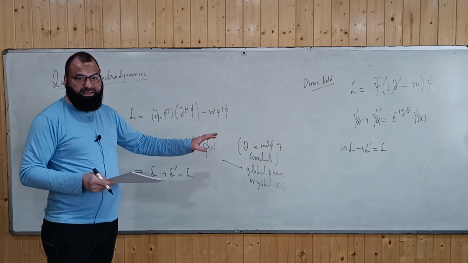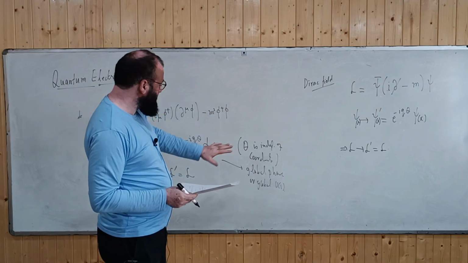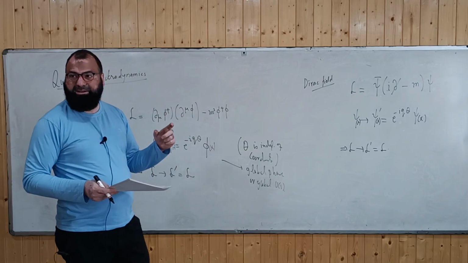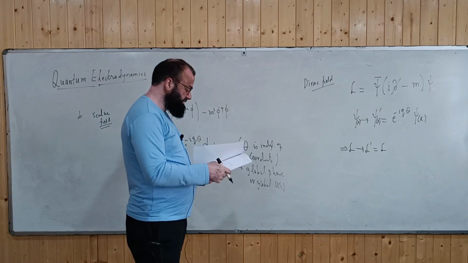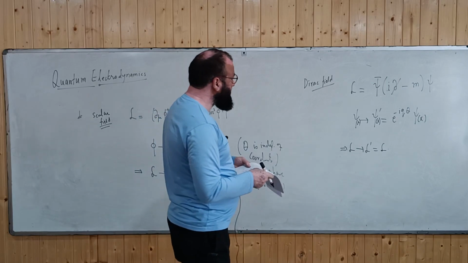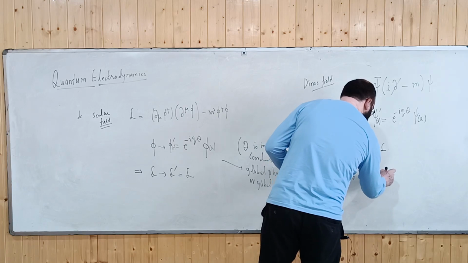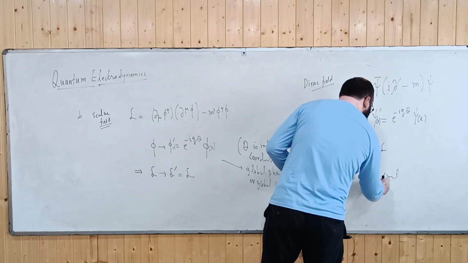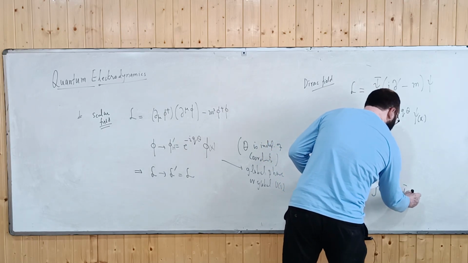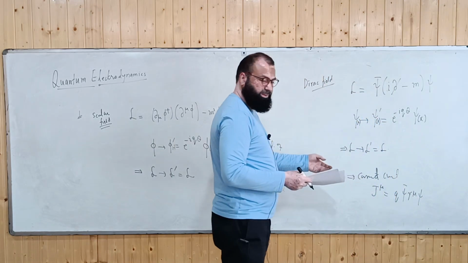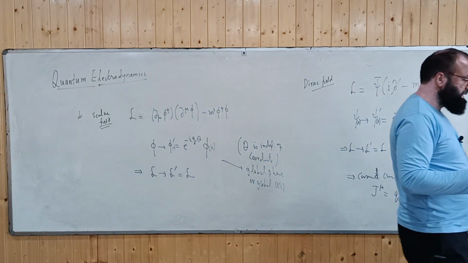You can calculate the Noether current corresponding to this. Since this is a continuous symmetry, it yields a conservation law by Noether's theorem. I will not do it in detail, but you will have a conserved current, that is J mu equal to some q psi bar gamma mu psi. So this is the conserved current in the case of the Dirac field. That's all about this global phase rotation.